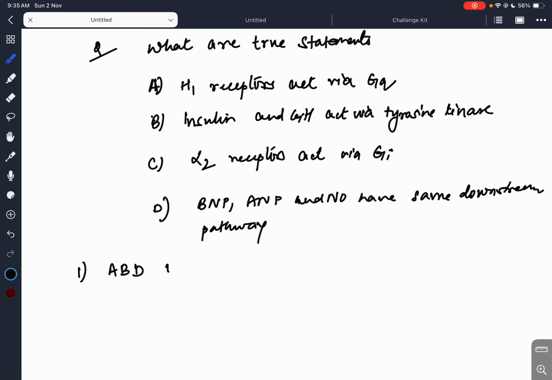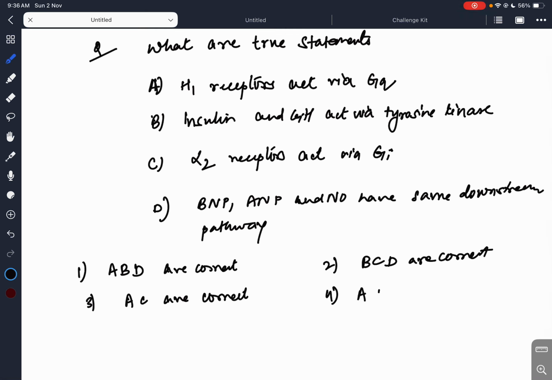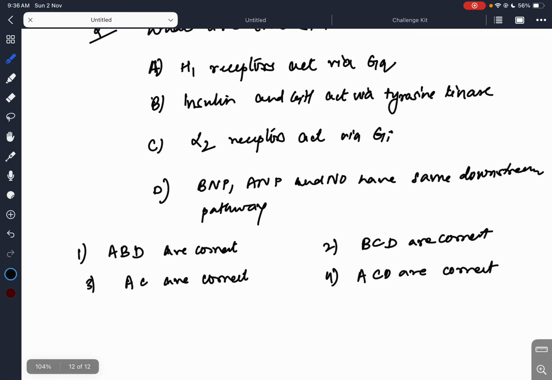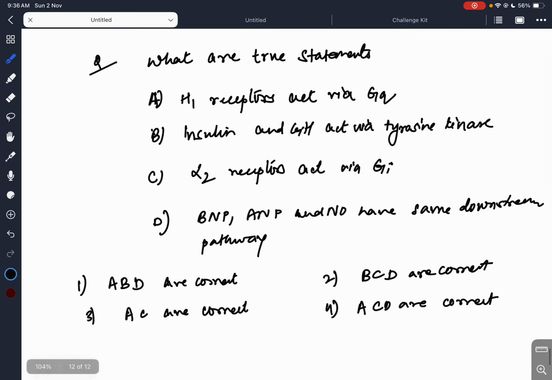So this is the question which is given to you in an INI format, and the options are that A, B, D are correct. Then the second option is B, C, D are correct. Third option is A and C are correct. And the fourth option is A, C and D are correct. Now, this question is going a bit deep into the receptors and their functioning, and you need to have a thorough knowledge of how to approach this.